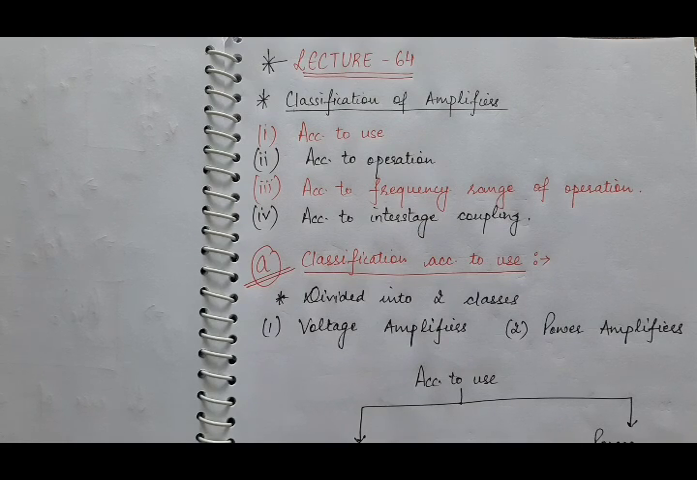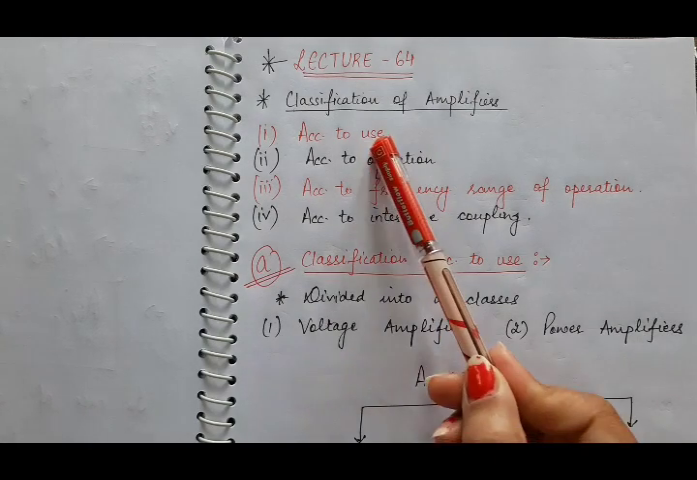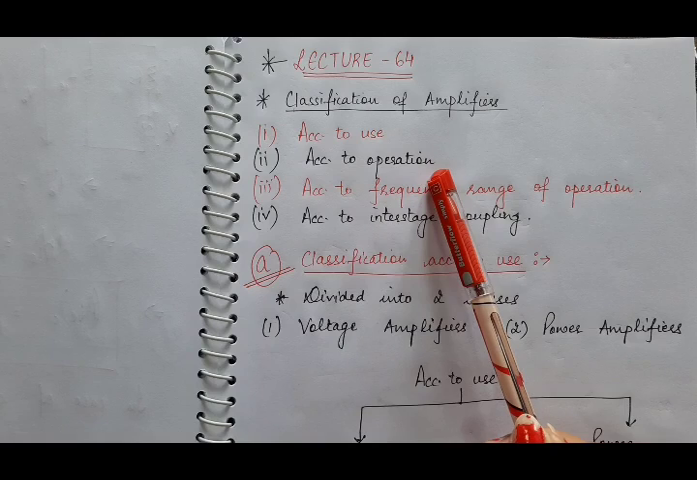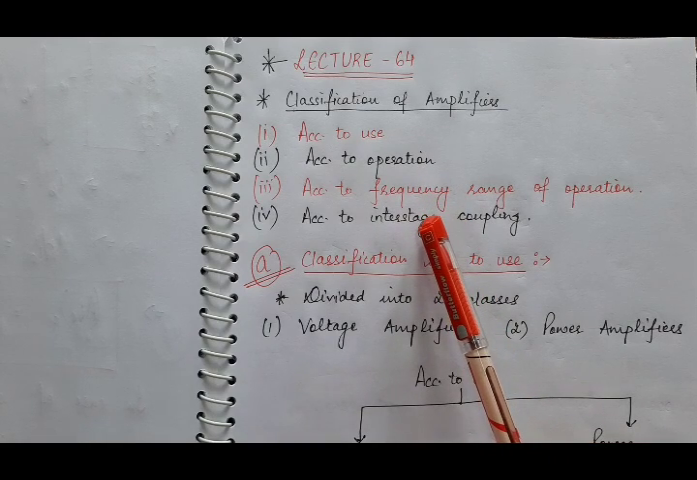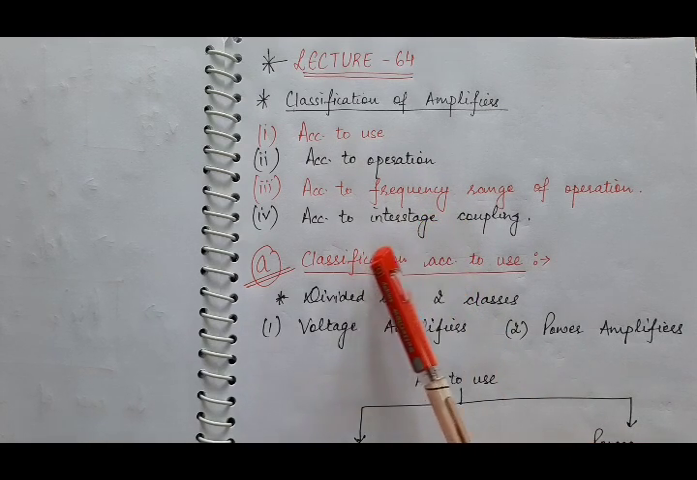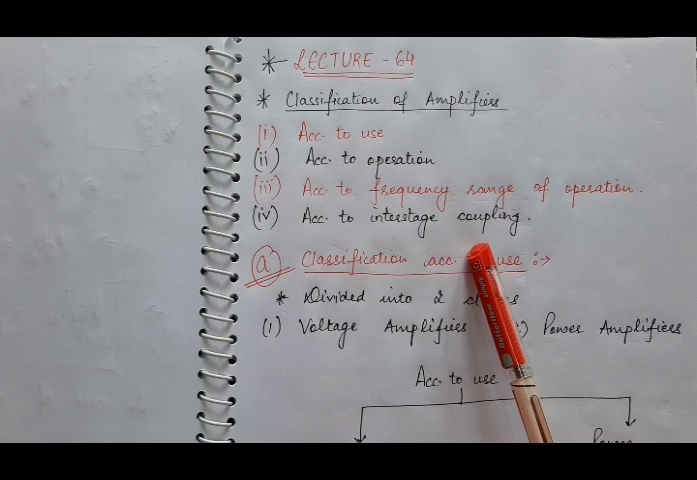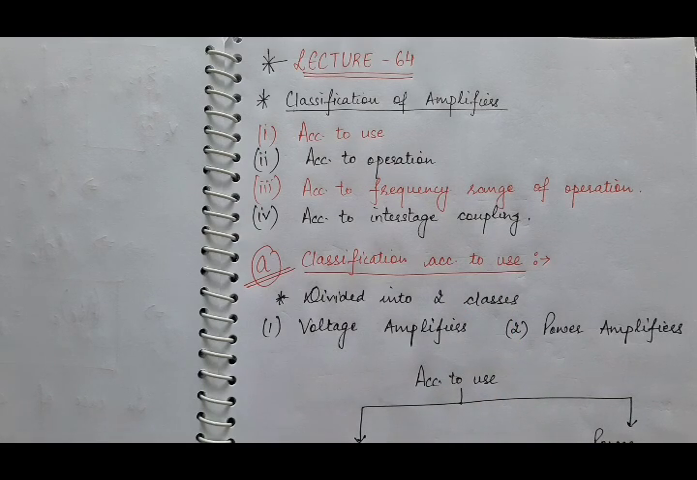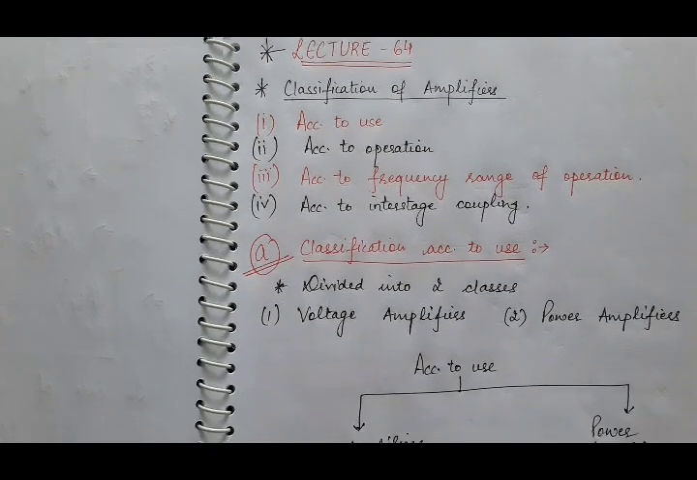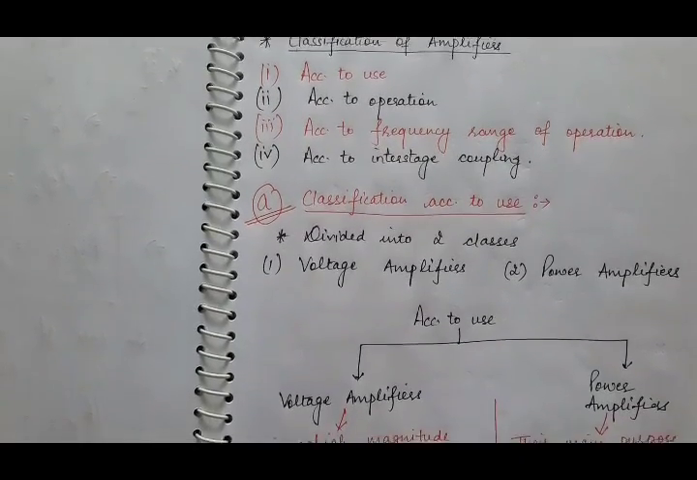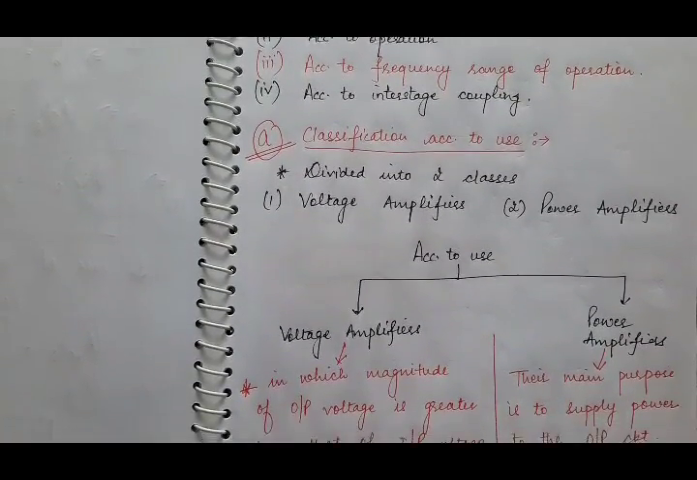So in this lecture we will discuss the classification of amplifiers, and they are classified according to their use, according to their operation, according to the frequency range of operation, and according to interstage coupling. So there are 4 types of classification of transistor amplifier. We will study one by one. First is classification of transistor amplifiers according to their use.